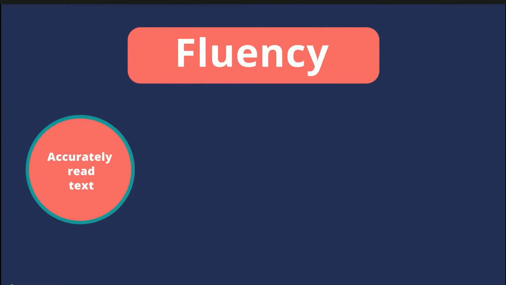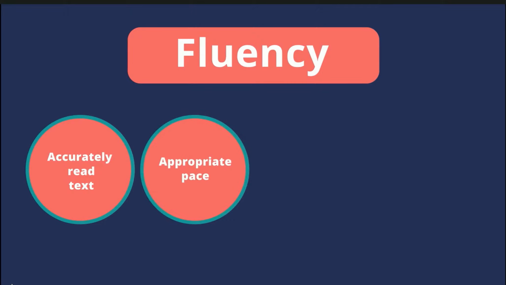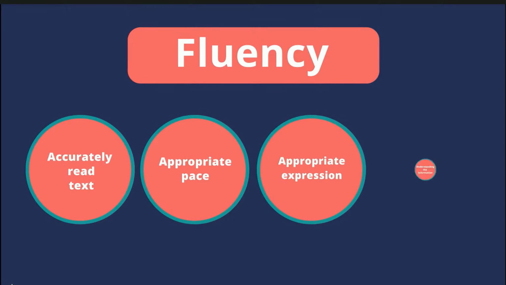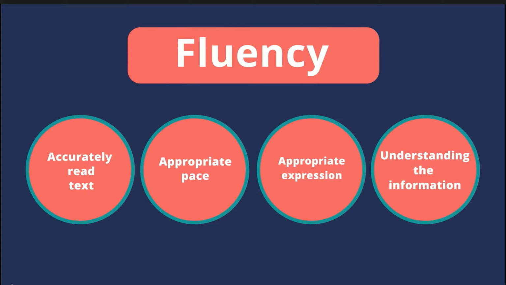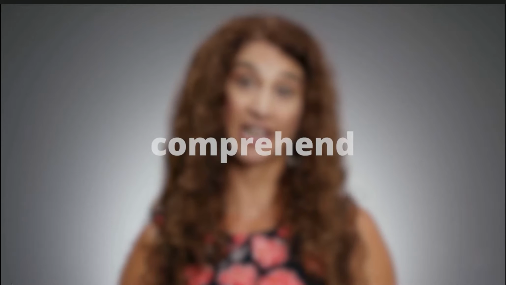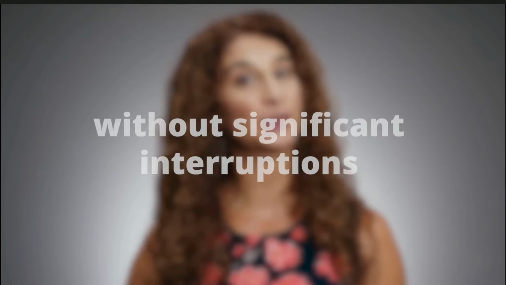In other words, students should be able to accurately read a text at an appropriate pace and with appropriate expression while understanding the information they have read. Students demonstrate fluency when they read and comprehend text without significant interruptions when they encounter new or complex information.